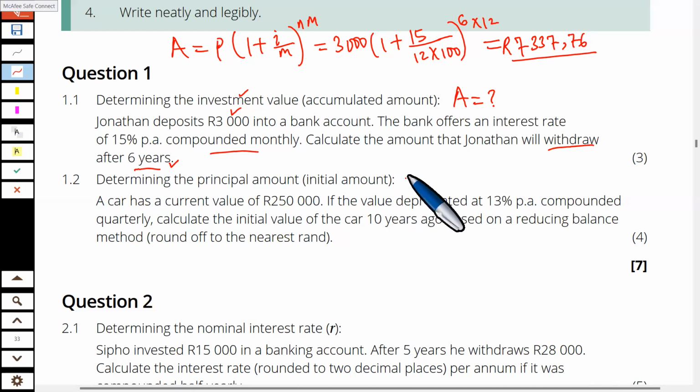Determining the principal amount. So we're looking for the principal, right? The principal is P. The car has a current value of 250,000. If the value depreciated at 13% per annum compounded quarterly, calculate the initial value of the car 10 years ago, based on a reducing balance method. Round off the answer to the nearest rand. Okay, how do we do this one?